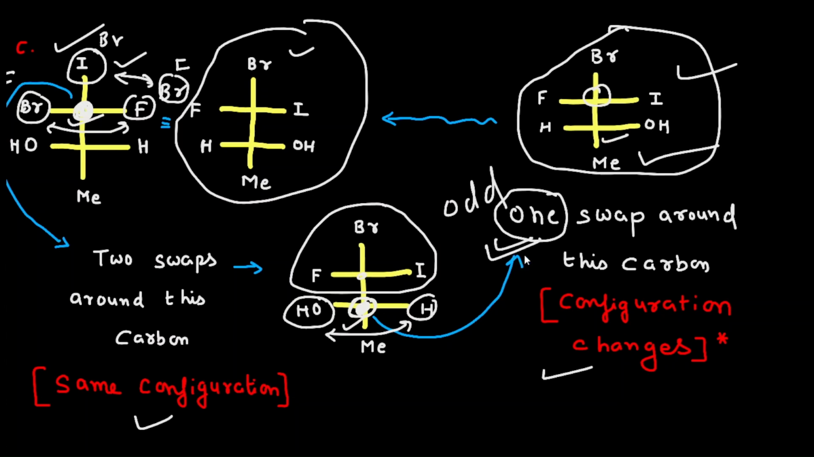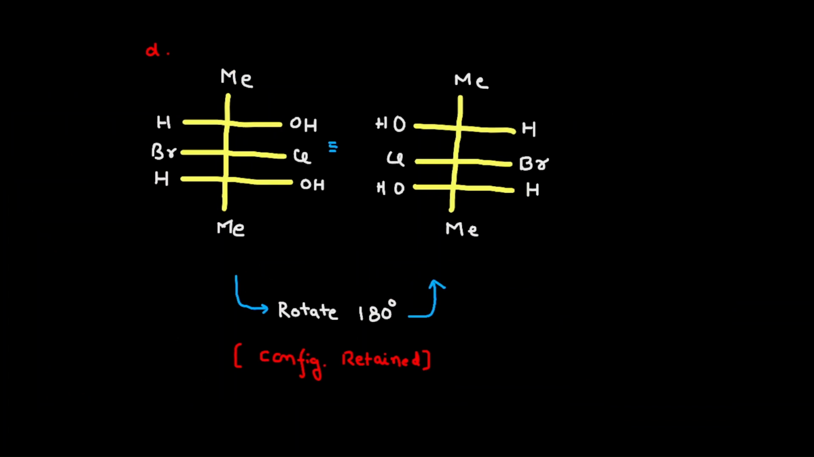So you understand, the starting configuration had 2 chiral carbons on the left hand side. On the right hand side again it has 2 chiral carbons, but the top did not change its configuration. However, the bottom chiral carbon changed its configuration. So these two do not represent the same configuration. On this ground you can say that C is not our correct option. Now coming on to option number D.